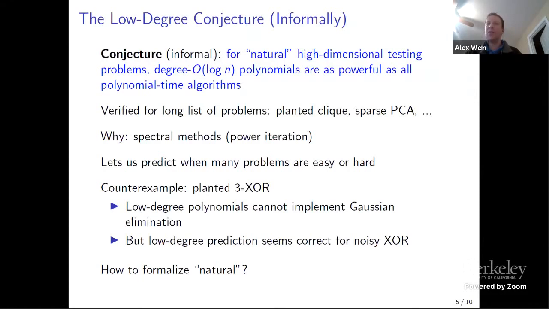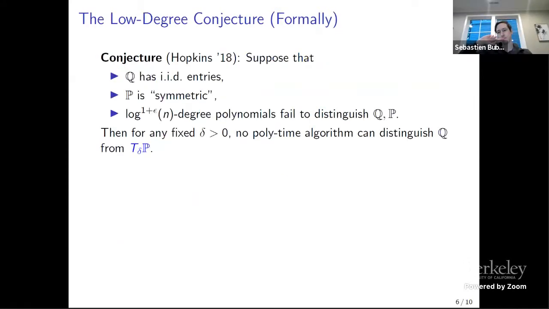Okay, and so we'd like to formalize this informal conjecture, especially if we want to use it in other areas of computer science, like cryptography, to argue why things should be hard. But to do this, we really need to formalize this notion of natural. Like, what exactly is the class of problems where we believe that low-degree polynomials are optimal among all polynomial time algorithms? And so the first attempt to write down a formal version of this conjecture is by Sam Hopkins in his PhD thesis. And here's an informal statement of his formal conjecture.